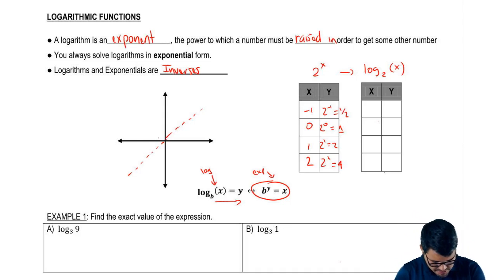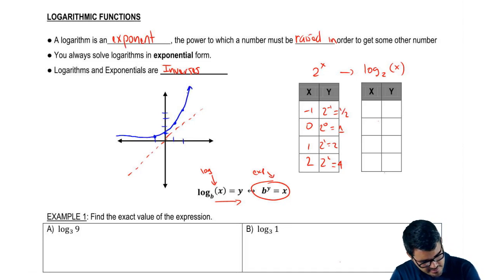So at -1, let's do this in blue. At -1, we're going to go to half. At 0, we're going to go to 1. At 1, we're going to go to 2. And at 2, we're going to go to 4. So you guys remember how the exponentials look like? They kind of just look like that.